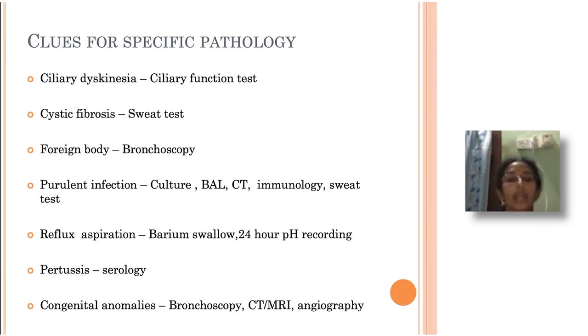If there is reflux aspiration, we have to do a barium swallow and 24-hour pH recording. If pertussis is suspected, we can go for serology. And if thinking about congenital anomalies, we have to go for bronchoscopy, CT, MRI, and angiography if we are thinking about some vascular rings.